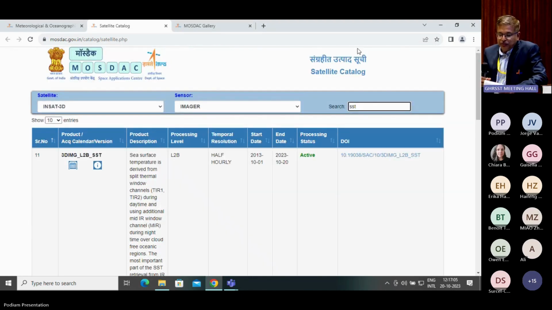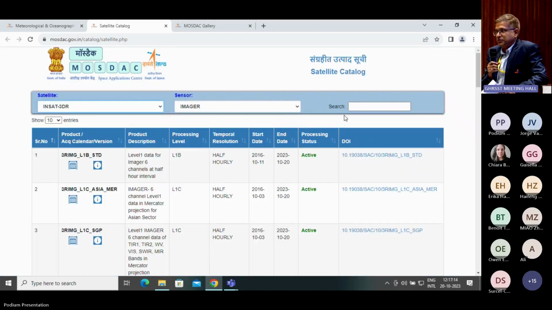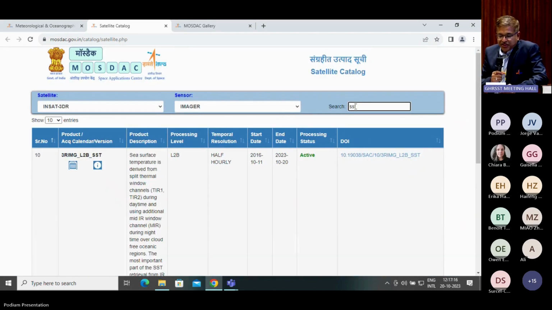Now, coming to the products and format, although these products are NetCDF compliant products, we have not tagged them as GHRSST products. What we would like, because we are actively looking at tagging at least some of these products as GHRSST products and disseminating them from MOSDAC, which is ISRO's data center for dissemination of meteorological and oceanographic data sets.